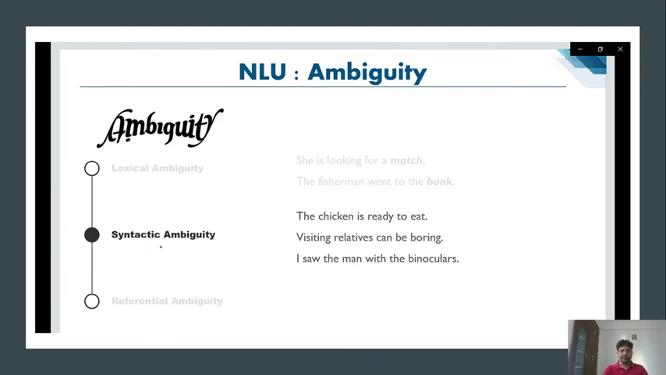In syntactic ambiguity, you can say the chicken is ready to eat. What exactly are we talking about? Like we are in a chicken farm, you have put food out for the chicken, so the chicken is ready to eat; just release them so that they will eat their food. Or you have cooked the chicken, and you can serve it and eat it. Right? So this is syntactic ambiguity.